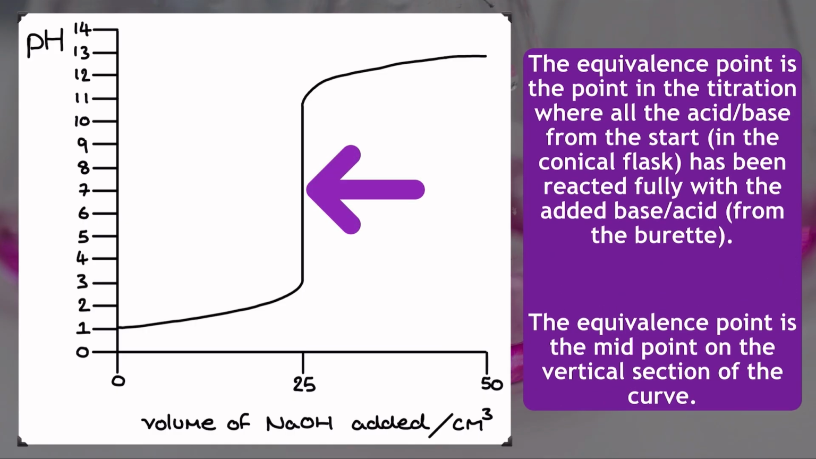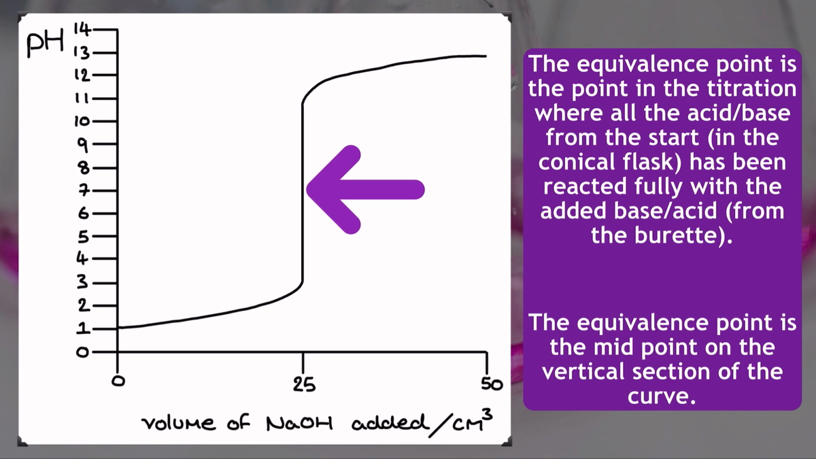The midsection here on the vertical section of the curve is called the equivalence point. Now, the equivalence point, as you can see on screen, is the point in a titration where all the acid or base from the start, which was in the conical flask, in my scenario, of course, it was an acid, has been reacted fully with the added acid or base from the burette. Of course, I added a base, it was sodium hydroxide. The equivalence point is the midpoint on the vertical section of the curve.